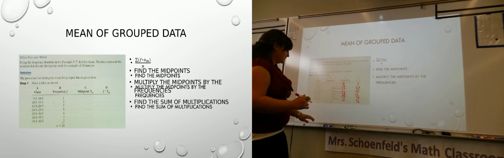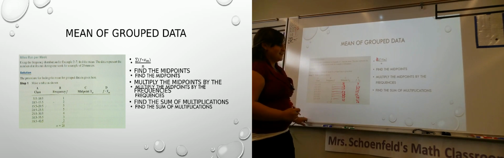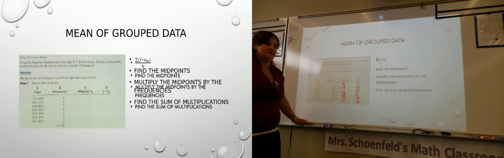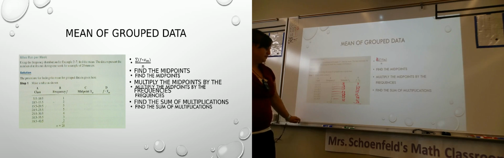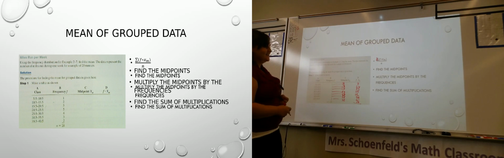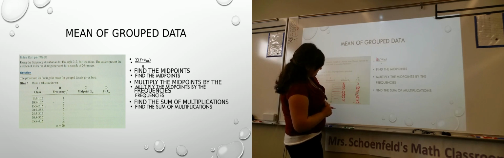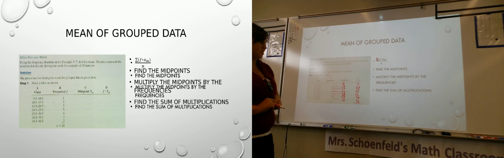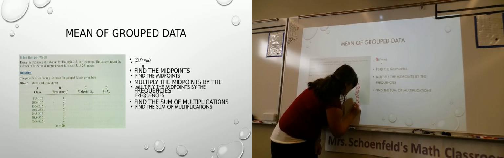Okay, so now what we need to do is sum that up, that's what that big sigma thing means. Find the sum of the multiplications. Can you sum those up for us? There's not any nice groupings. 490. Okay, so we get 490 for our sum.